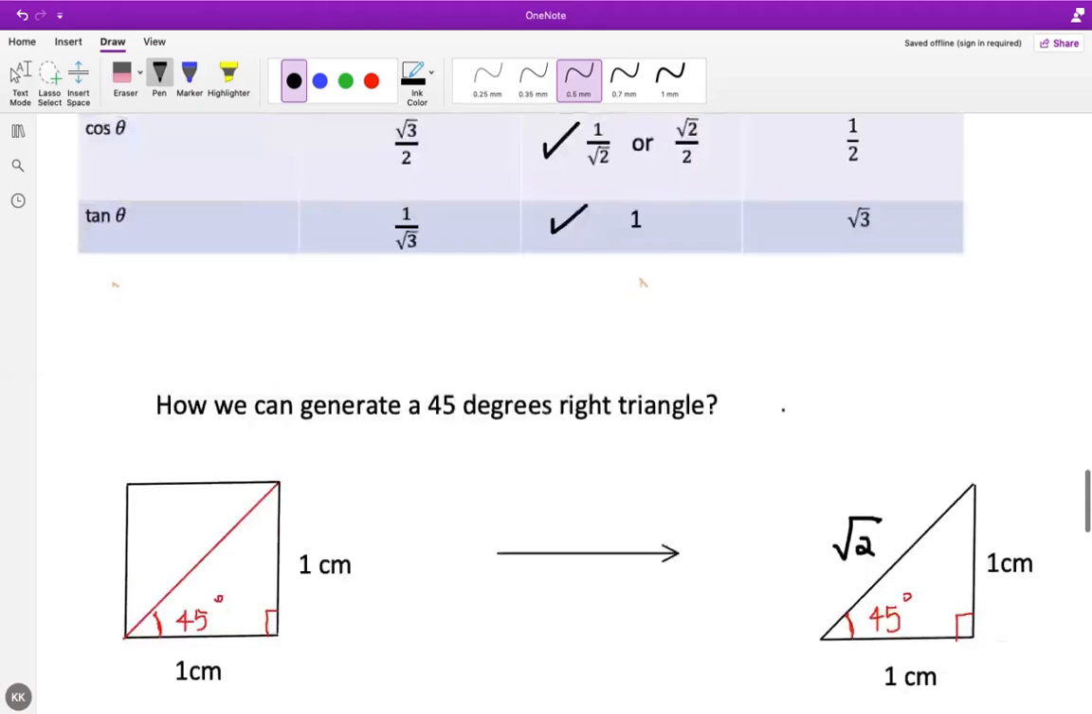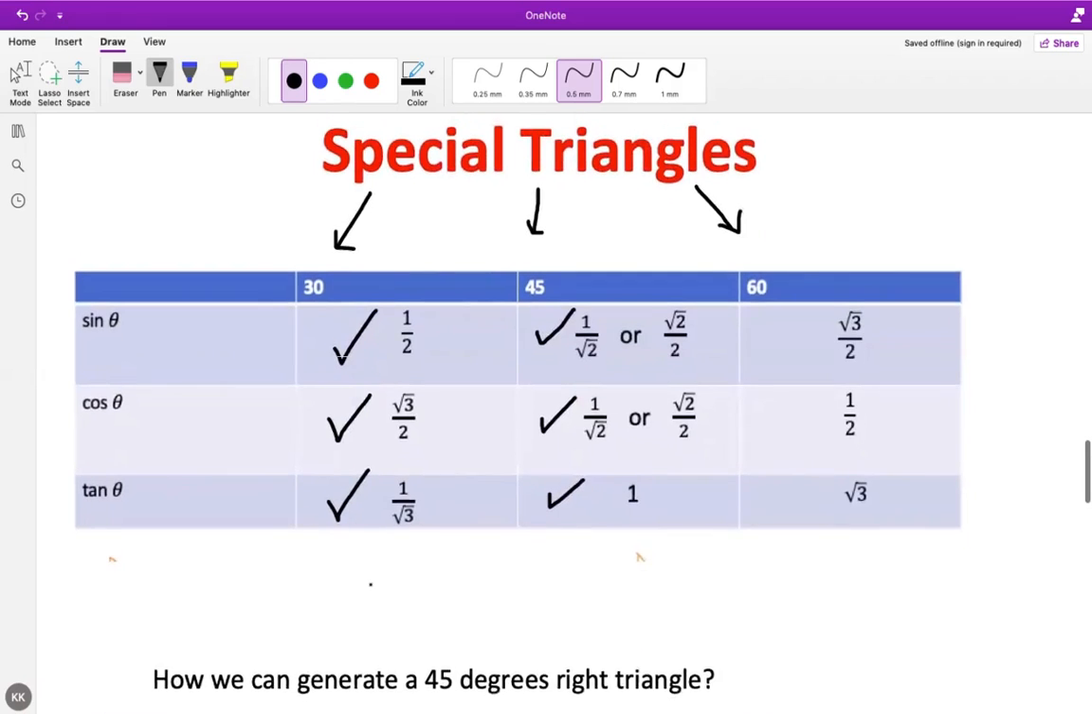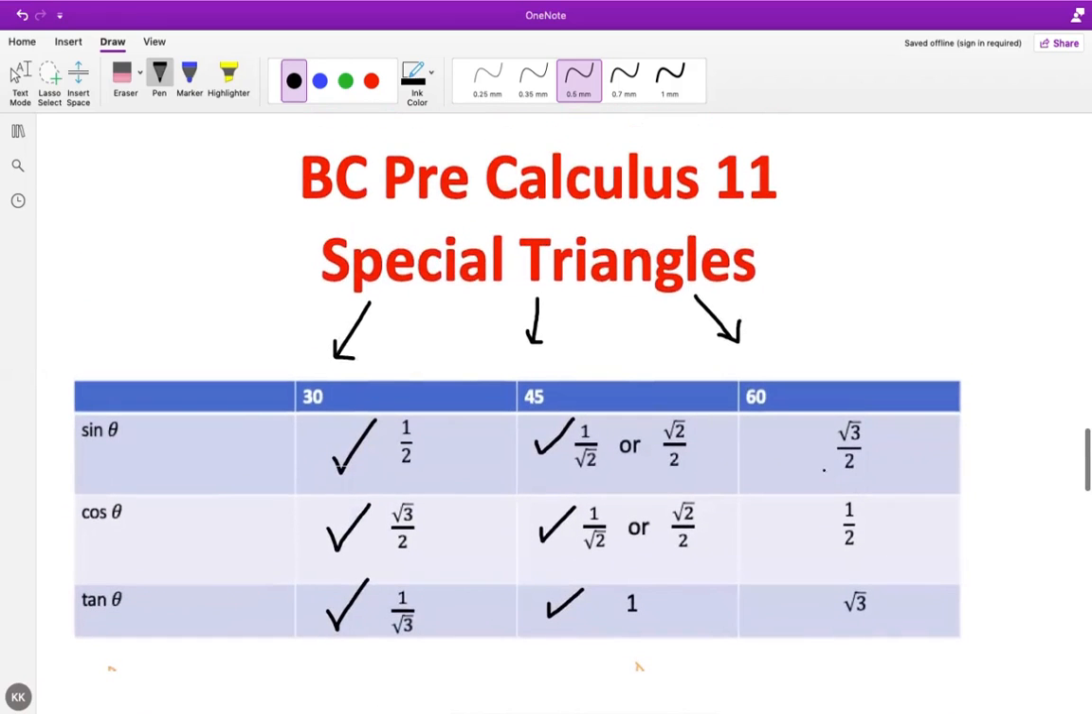Okay, so coming back to this chart, we have proven sine 30 degrees is 1/2. Cosine 30 degrees is root 3 over 2, because the adjacent is root 3 and the hypotenuse is 2. And tangent 30 degrees, I proved to you, is 1 over root 3. Okay, so last thing, I'm going to do the 60 degrees.